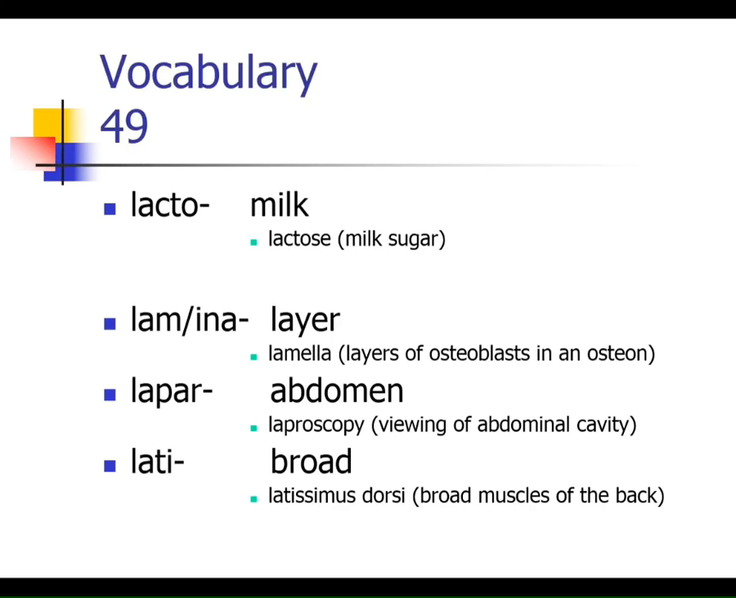Lacto, milk sugar. Lactose is milk sugar. Lacto refers to milk. Lamina, laminated, layer. Think lamella, lamina. Lapar, abdomen. If you have something done laparoscopically, they are putting a hole in your abdomen and they're looking in there and doing surgery without having to open you up too big. Lati, broad. So latissimus dorsi, right? The broadest, biggest muscle of the back.